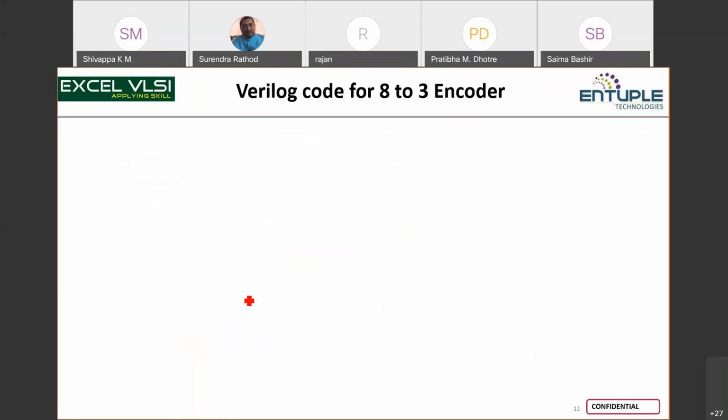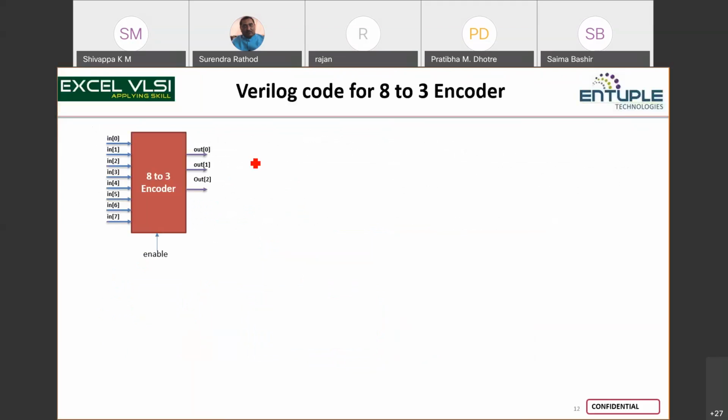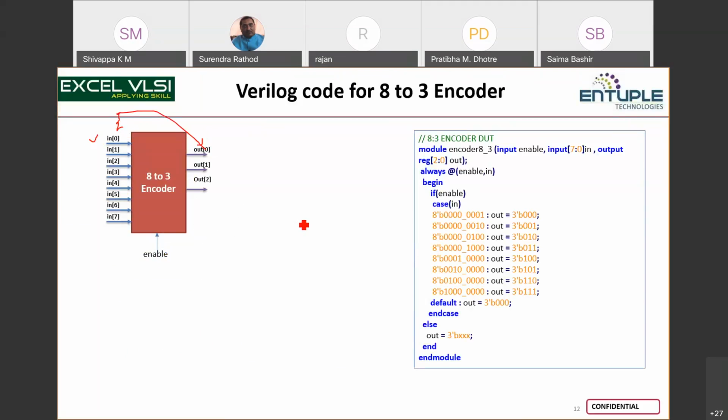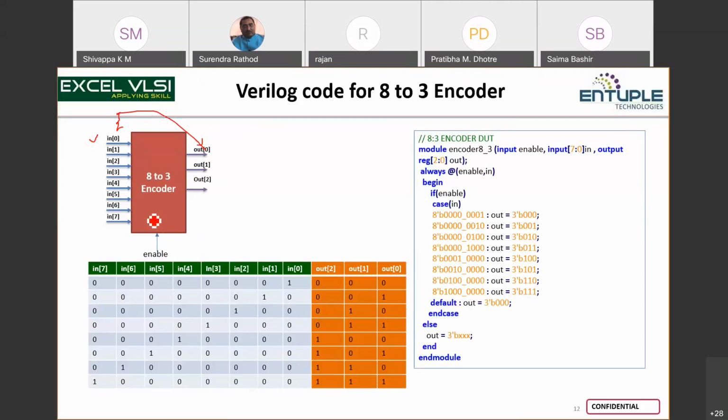This you study, but I'm just giving the highlights, and for some of these I'm showing the codes, how you write an encoder and the decoder. So let us say an 8 to 3 encoder: 8 inputs, 2 to the power of 3, and 3 outputs. Of course this works with the enable, and the truth table.